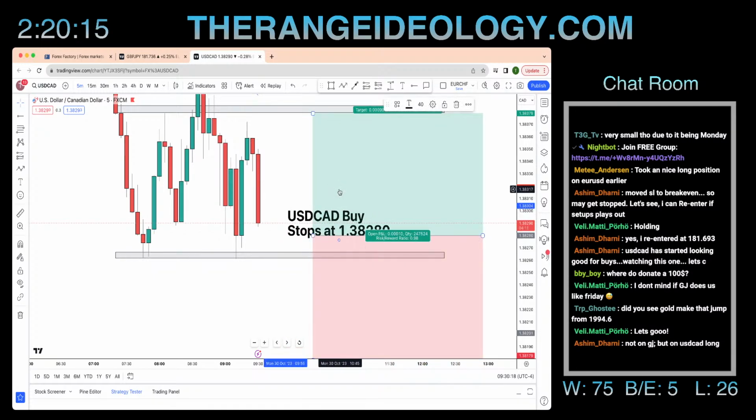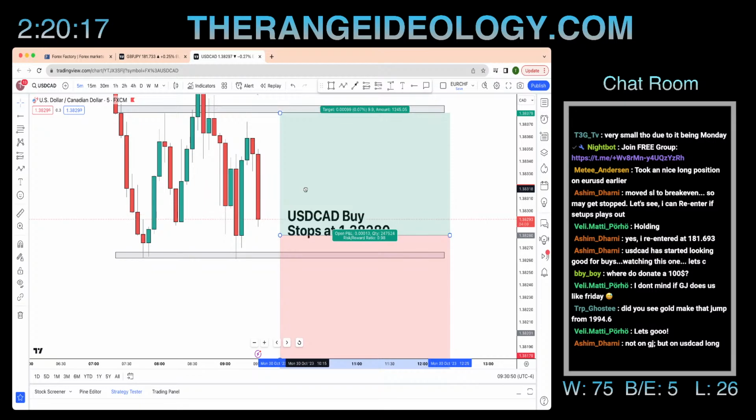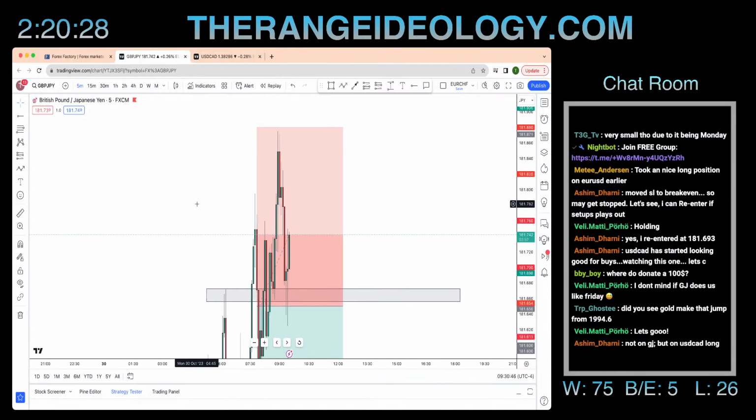So, guys, I will be looking at it off screen here. But again, I told you guys what to look for. Break below, close off the momentum, and then set the buy stops accordingly. And then GJ.